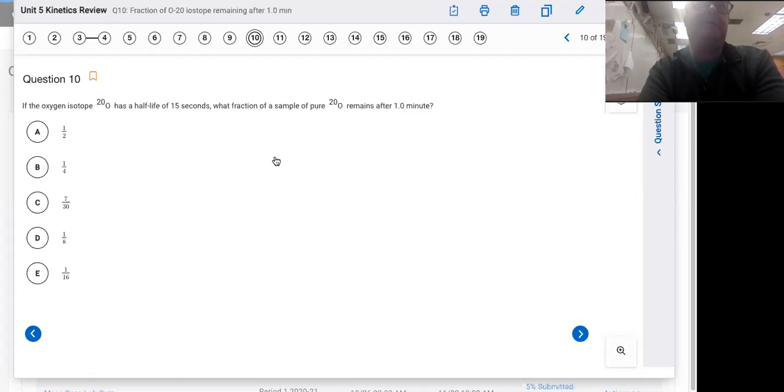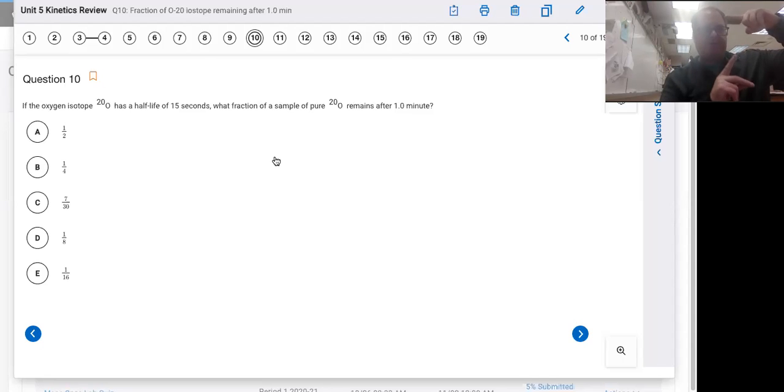So if we take a look, what do we have? 4 15s in 1 minute. So basically that's 4 half-lives, right? So if you go 1 over 2 to the 4th, that would give it to you, because we have 4 half-lives going on. So it'd be 1/16. Or you can just do it in your head.